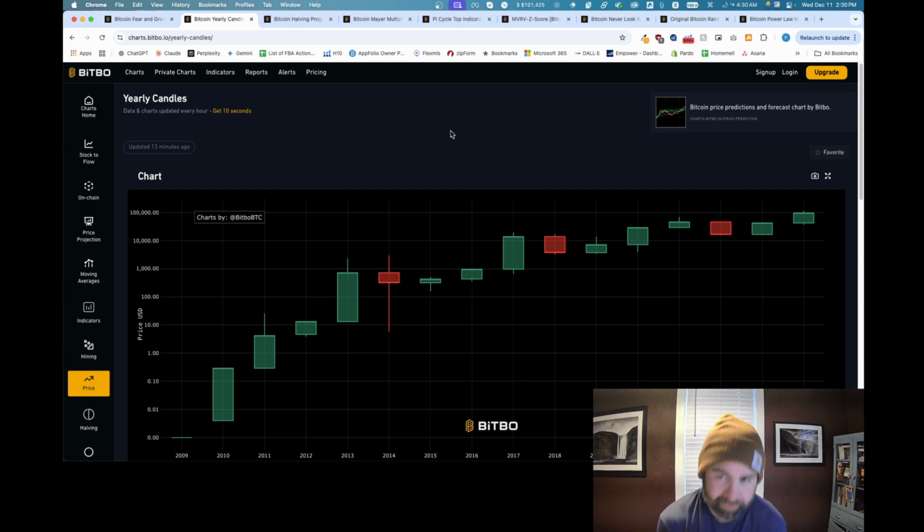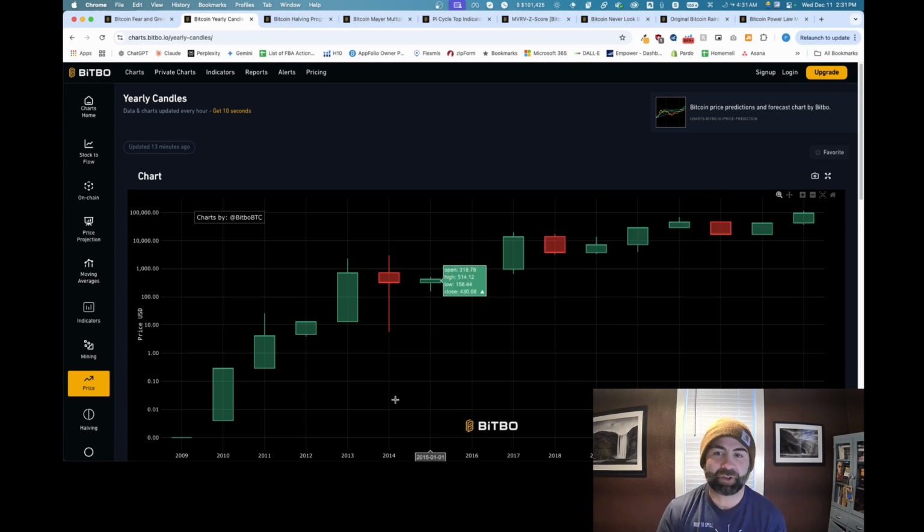Yearly candles. This one's pretty simple, and it tells a pretty clear story to me. And let's take a look at this. We talked about the Bitcoin halving, okay, and the 4-year cycle. Well, there might be a little pattern here, right? So let's just start here. We got 3 green candles, 1 red. 1, 2, 3 green candles, a red candle. 1, 2, 3 green candles, a red candle.